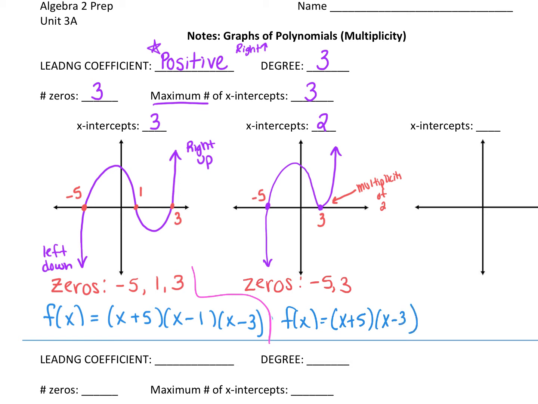But now the problem is I know that I have a degree 3, so I know I should have 3 factors or 3 degrees. So a multiplicity of 2 means that this x minus 3 is squared, because essentially it's touching it, so that means there's 2 of them. So this is how I'd write the factored form for that equation.